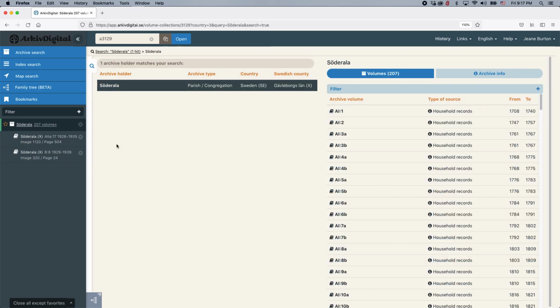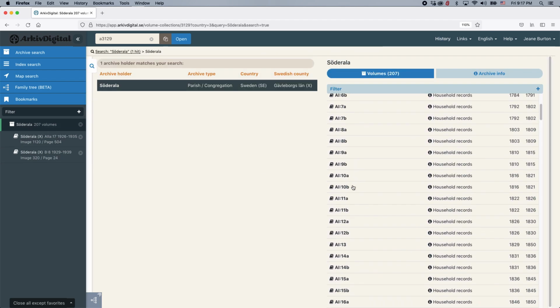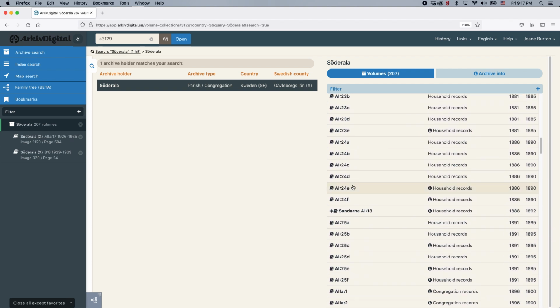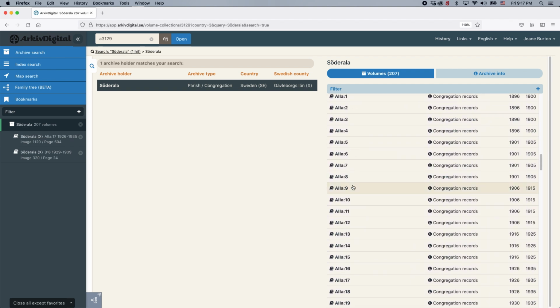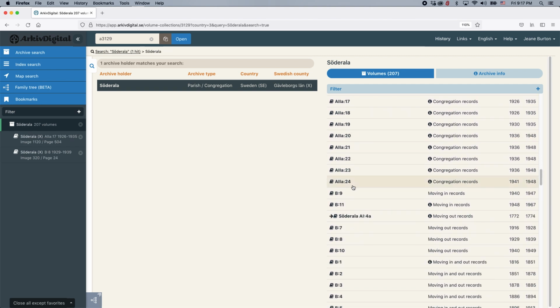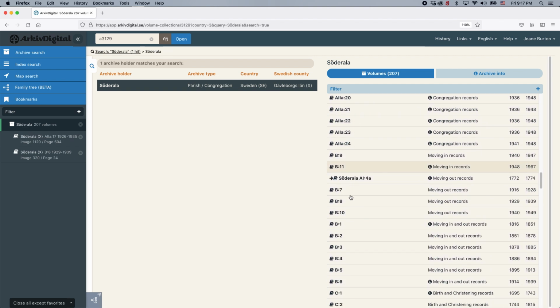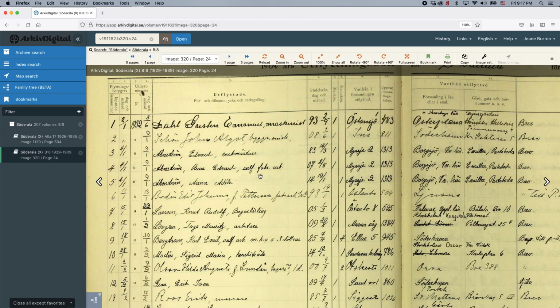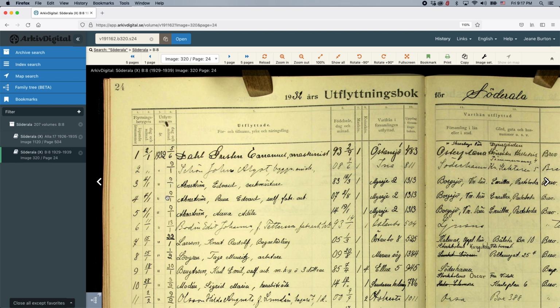Here's how you would find it. You'll go to Soderala. Down below the household records in Archive Code B, we're going to find the moving in, move out records. And if you look in Archive B, moving out records for 1932, there's the record we'll need. Going down to there, we open it up, we find it 1932. Here is January 13th, that was the day right here.